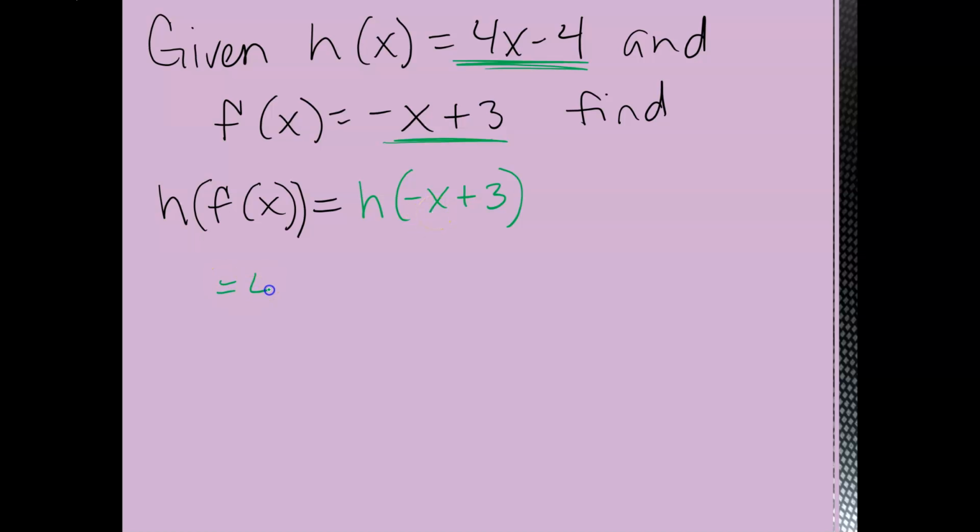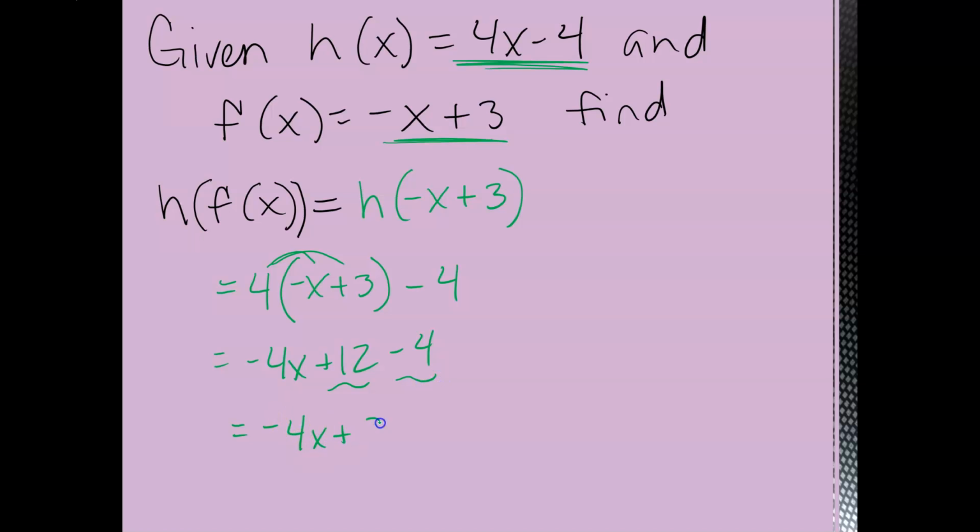So I now have 4, parentheses, plug in f, negative x plus 3, and then bring down that negative 4. So all I did was replace my x's with f's equation. And now it's just back to simplifying. We're going to distribute, and I get negative 4x plus 12 minus 4. 12 minus 4 is going to be 8 because we have to combine our like terms. So it'll be negative 4x plus 8. There's nothing left to simplify, so that would be your answer. Okay? All right, next one.